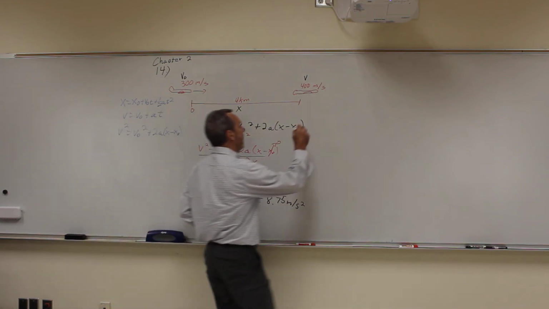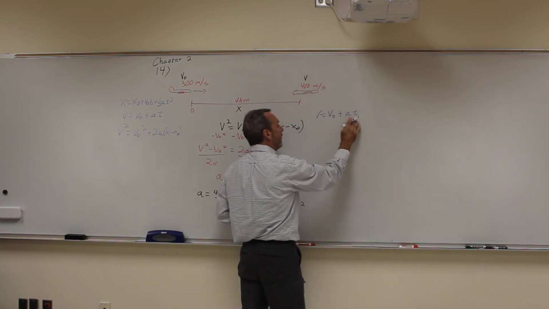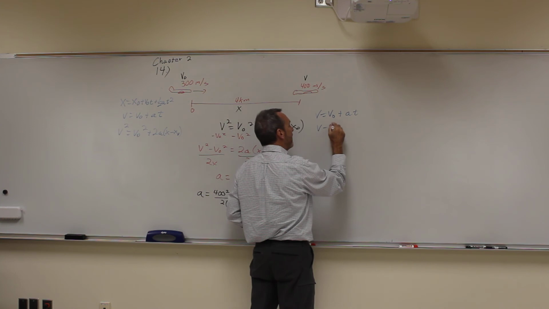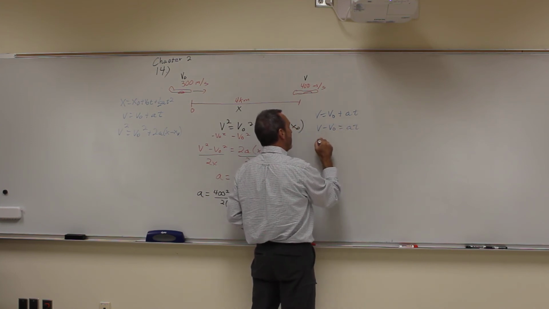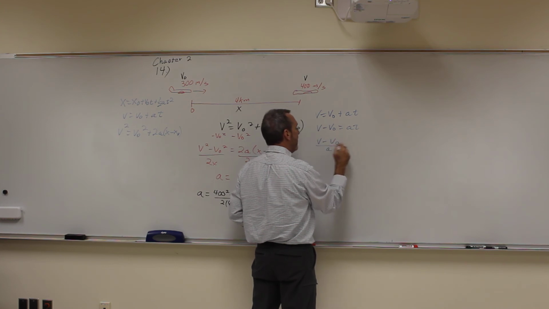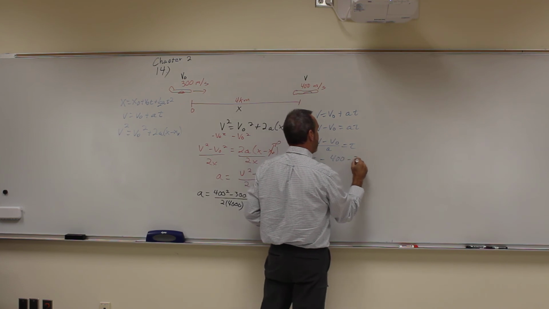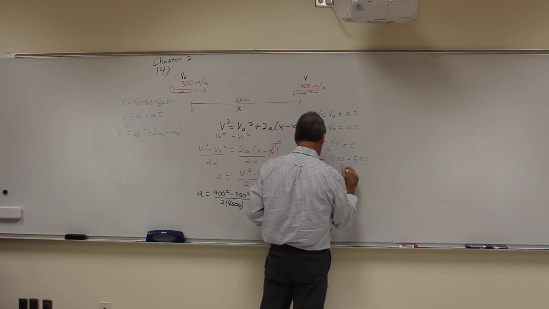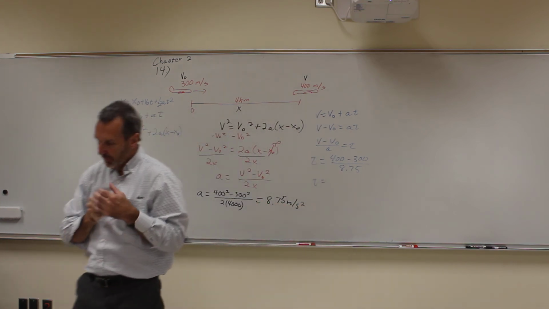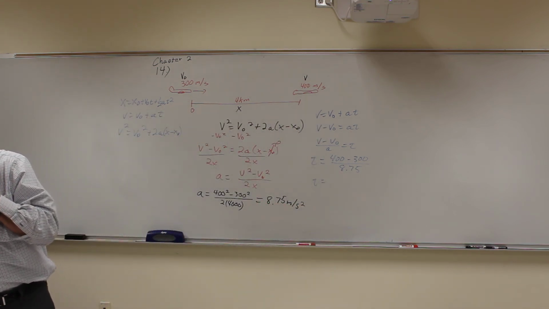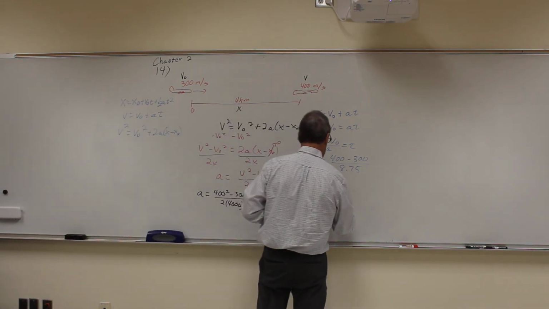So let me do it over here. v equals v naught plus at. I'm going to solve this for t, so I'm going to move this over here. So v minus v naught is equal to at. And I'm going to divide by a, and so I get (v minus v naught) over a is equal to t, or t is equal to (400 minus 300) over 8.75. And when I do that, I get the amount of time it takes for the jet to accelerate is 11.4 seconds.